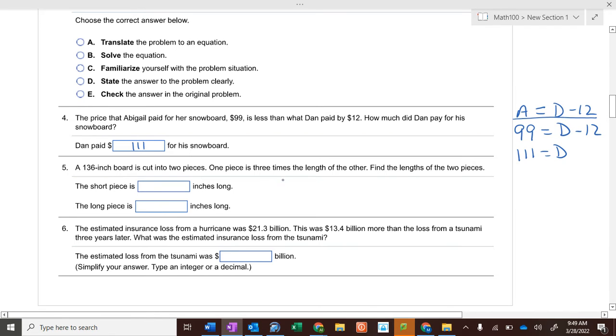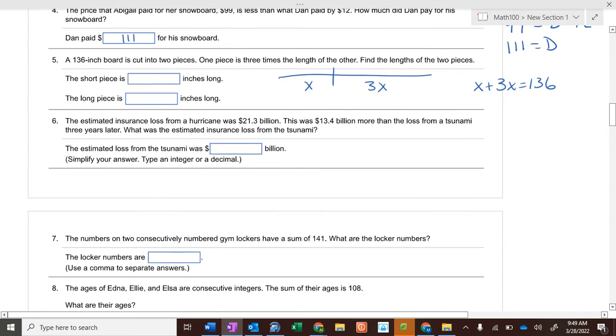A 136-inch board is cut into 2 pieces. So the whole thing is 136 and cut into 2 pieces, there and there. One piece is 3 times the length of the other. So if one is x, the other one is 3x. So together they should add up to, and you guys can solve that.